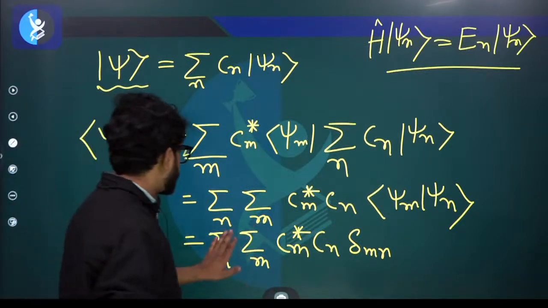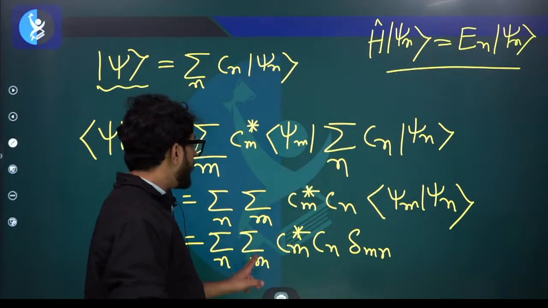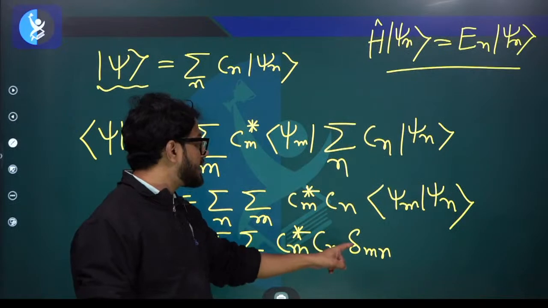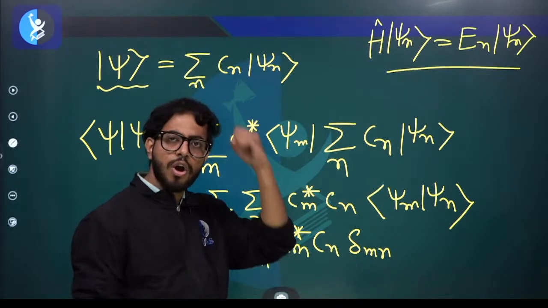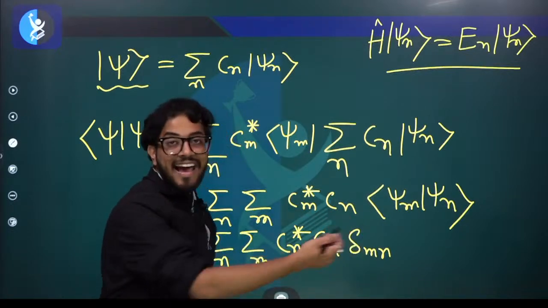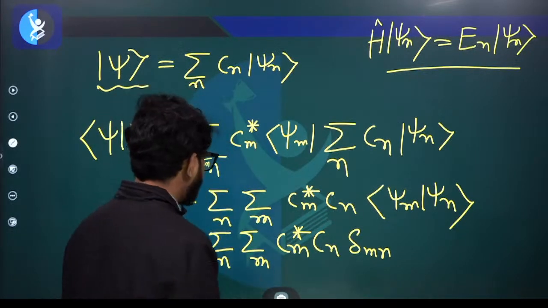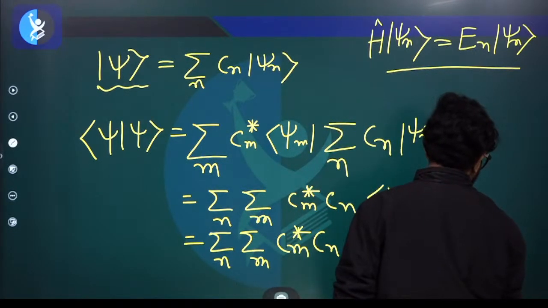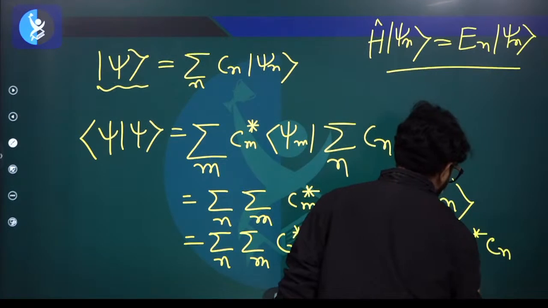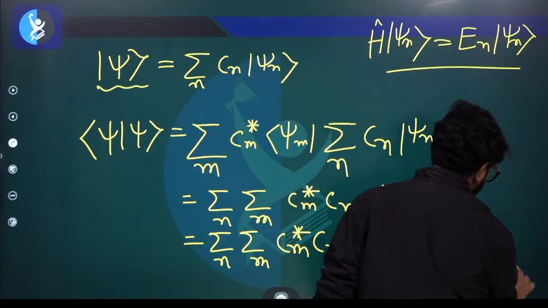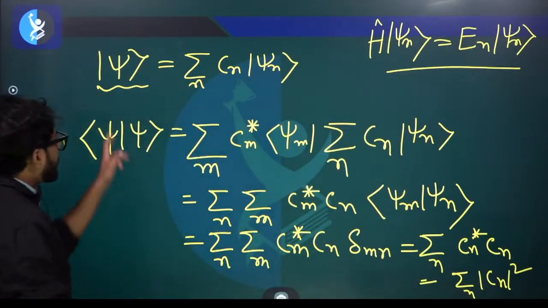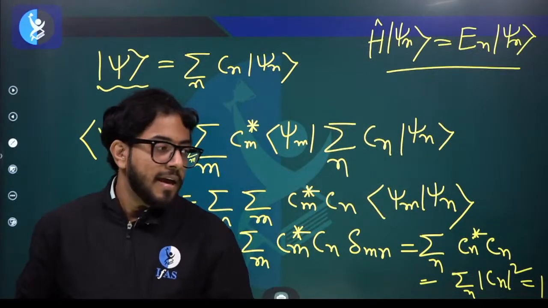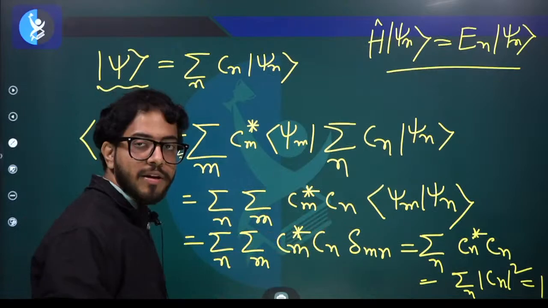So if you do the summation, just forget about n. If you do the summation over m, so m starts from say 1 to something, then you will get delta 1n, 2n, 3n, 4n, and all will be equal to 0 until you get a term delta nn, and only that term will survive. So finally you get sum over n cn star cn, that is sum over n mod cn square. Okay, now this has to be normalized, so sum over n mod cn square should be equal to 1. This has to be normalized. That's why sum over n mod cn square should be equal to 1.